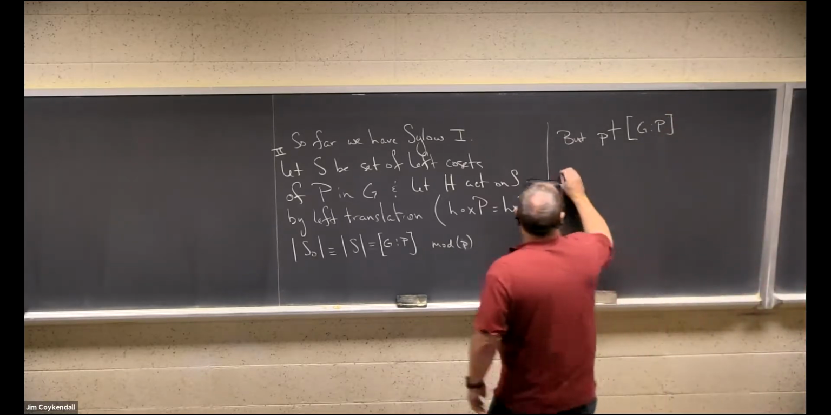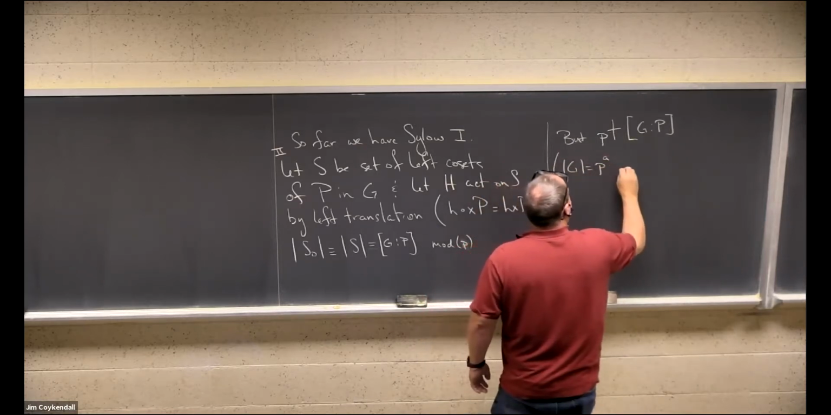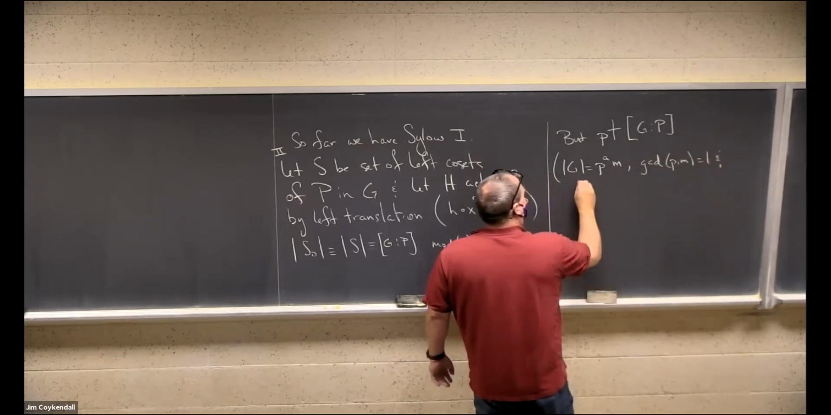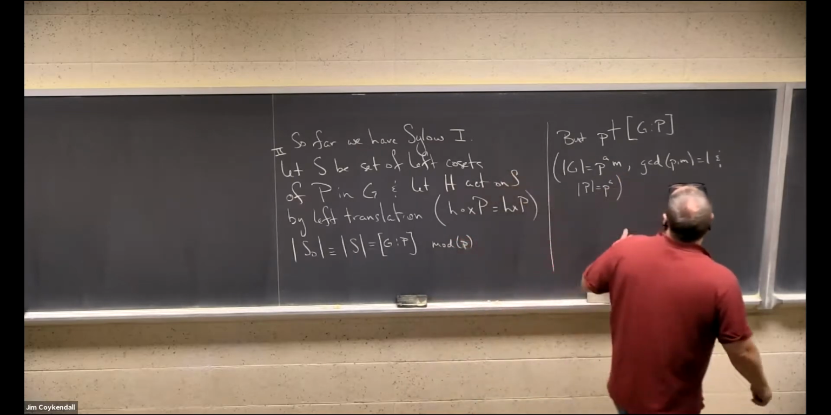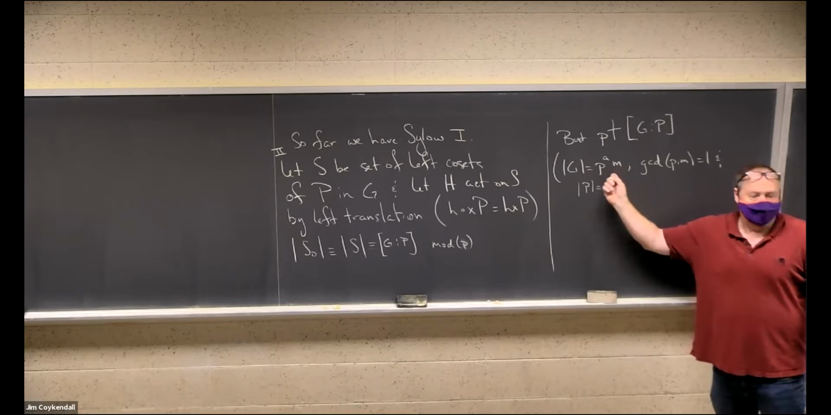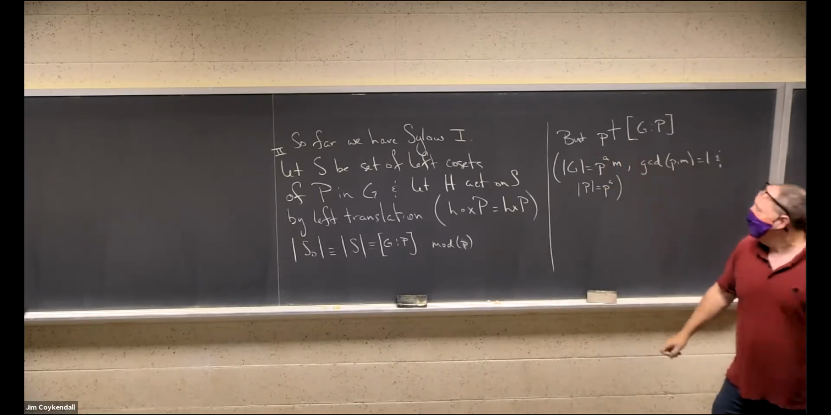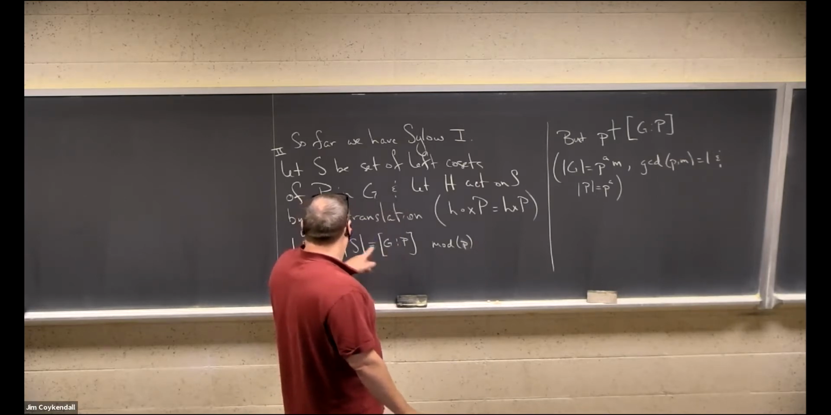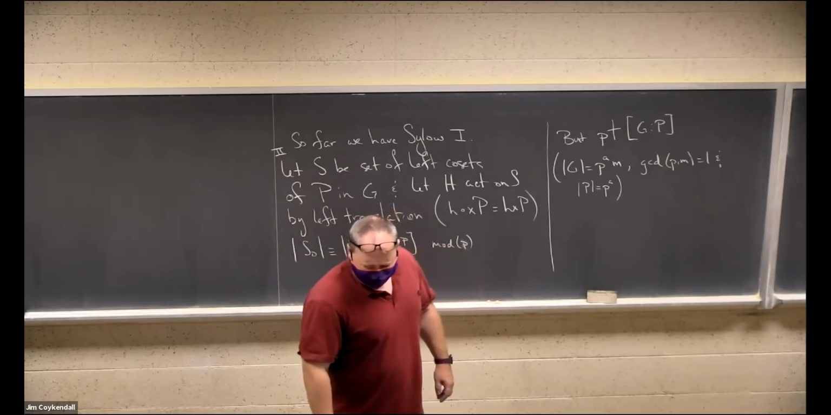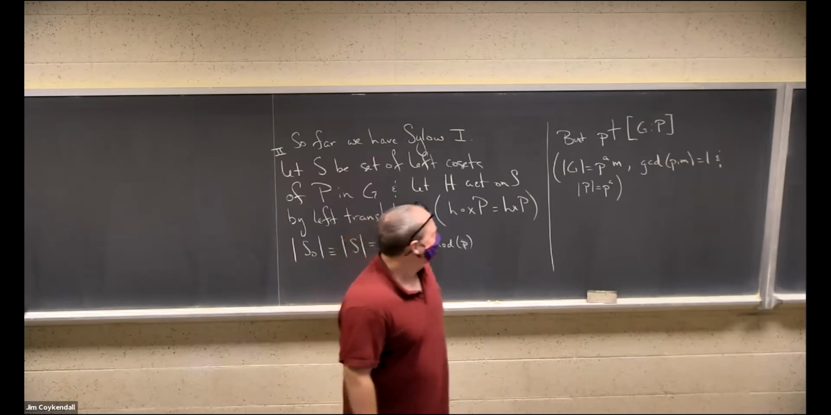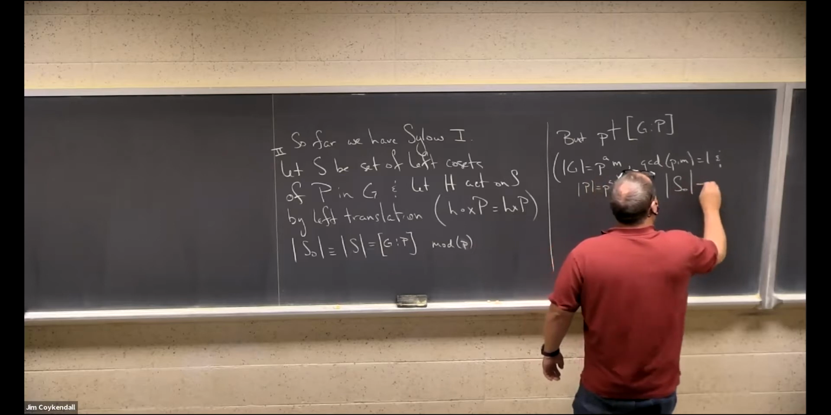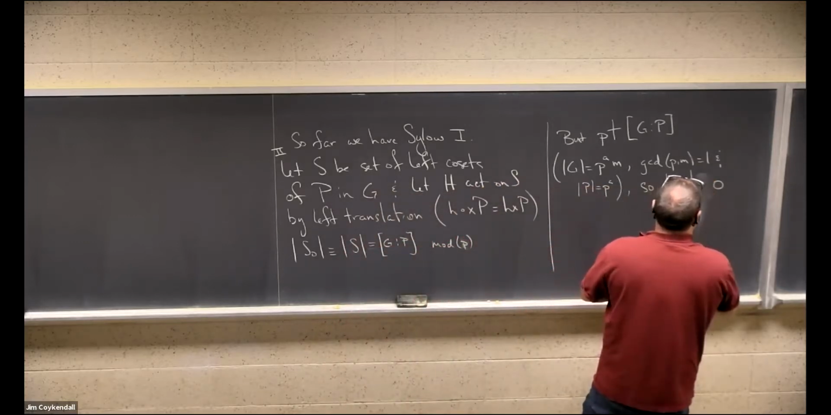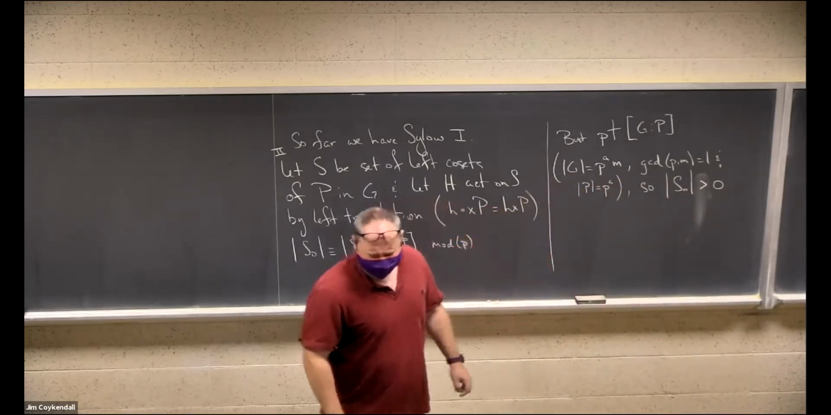Right, because remember, the order of G is p^a m with GCD of p and m equal to 1, and the order of P is p^a. So if you take this quotient here, it's m, and m is not divisible by p. So what does that mean? Well, that means that p does not divide this, and therefore p does not divide the size of S0. And so that means that S0 is not 0. In fact, let me write something a little bit more explicit here. There's at least one thing in S0.